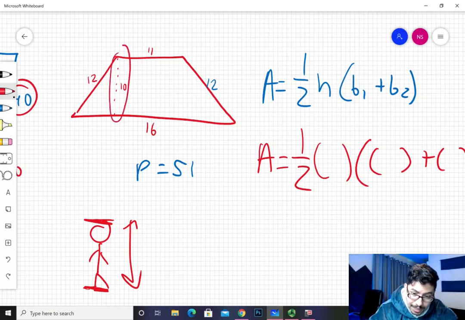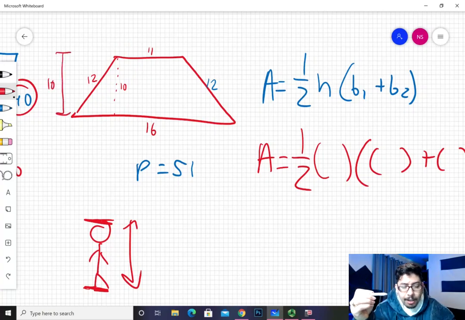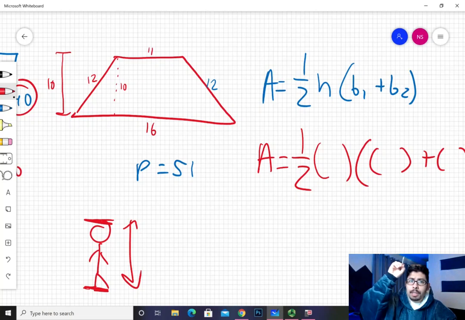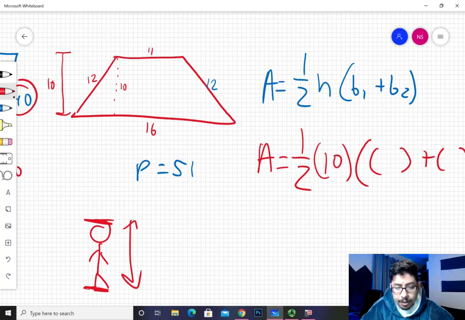That's why they symbolize it like this. They might have symbolized it in a different way. They would have given you probably a marker here saying 10, right? Whatever way they do it, you're always looking from the top to the bottom. Some way, somehow, they're going to indicate the height for you. So that's why we put 10 there.